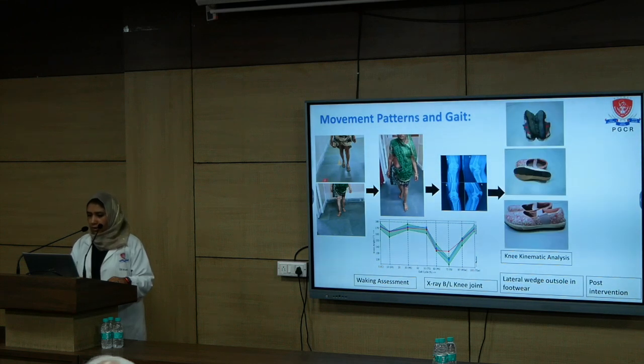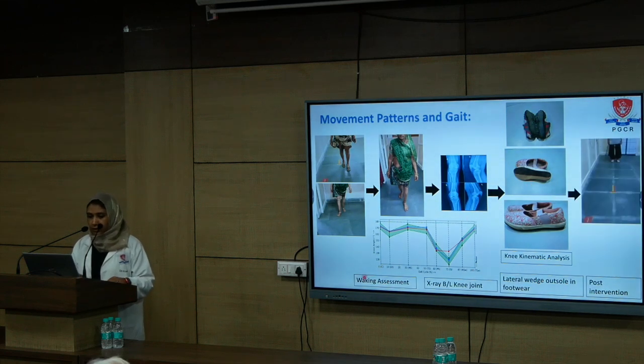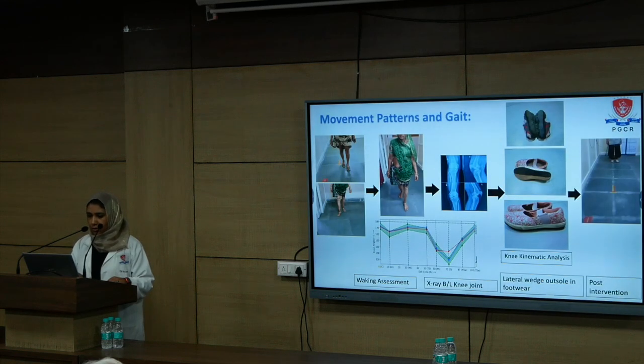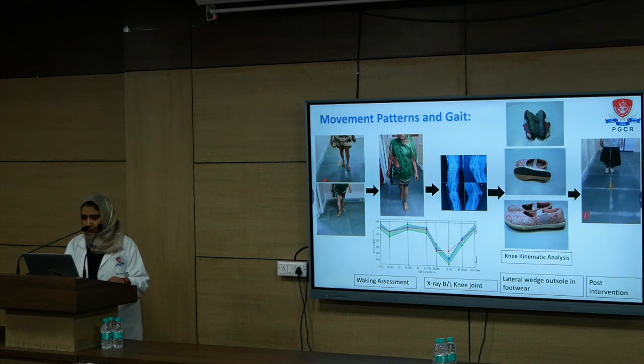So we advise the patient with the lateral foot wedge or insoles in the footwear, as you can see in the images. This is done so that the middle compartment, which is getting collapsed due to the OA, the weight will be shifted laterally and equally distributed so that the middle joint will not collapse further. And after 3 to 4 weeks, we can see that the patient is able to walk without limping.